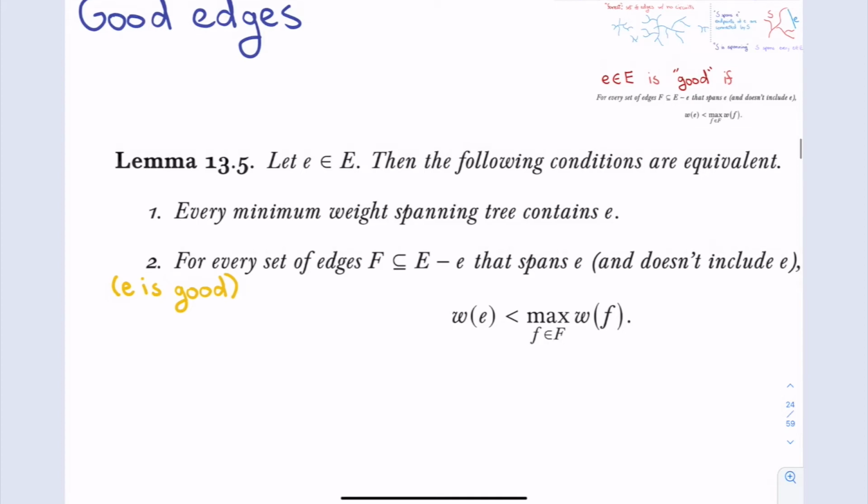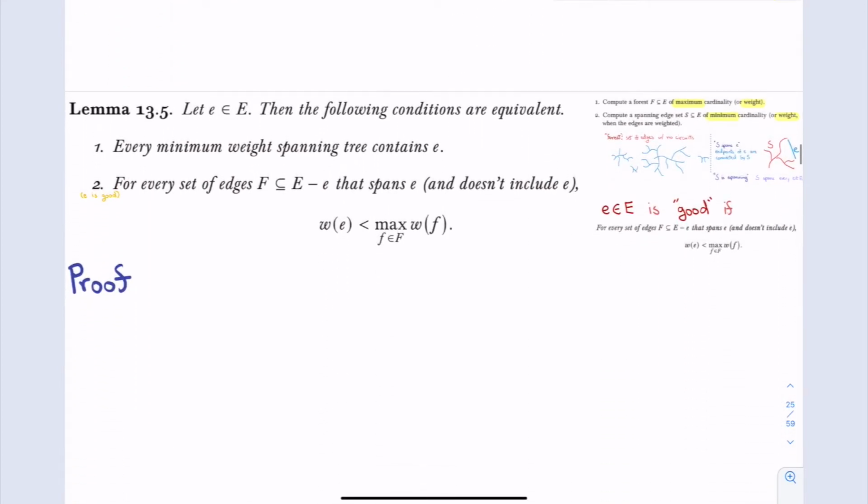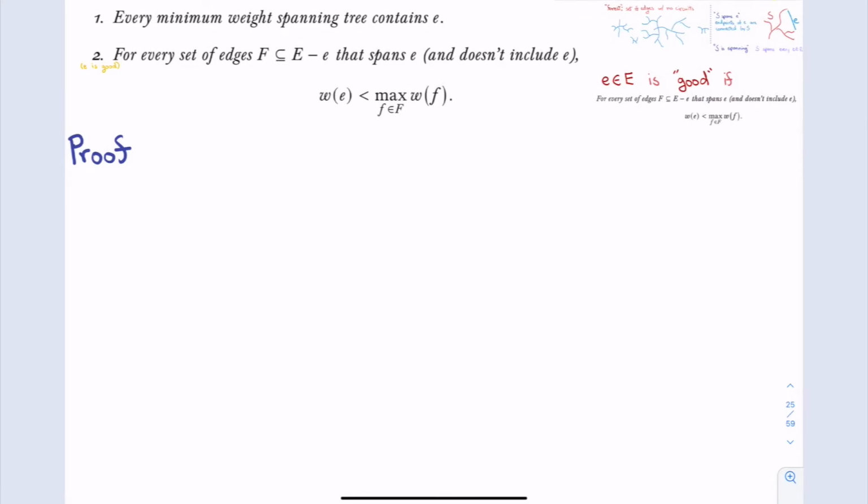If we prove this, we're very close to understanding everything. So let's suppose that every minimum weight spanning tree, every MST, which is sometimes the acronym, contains this particular edge E. Now, suppose E is not good.